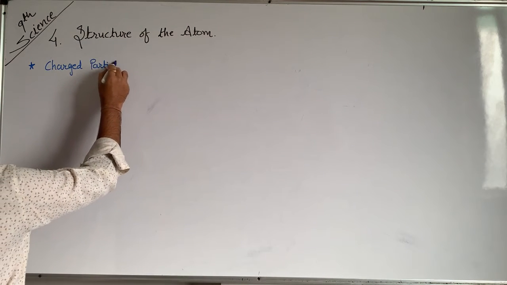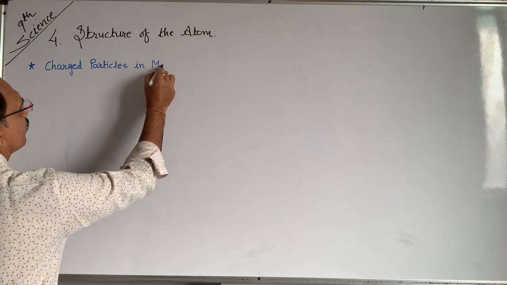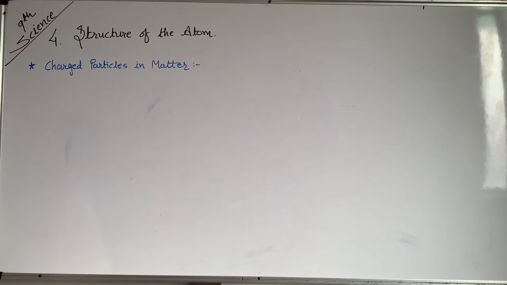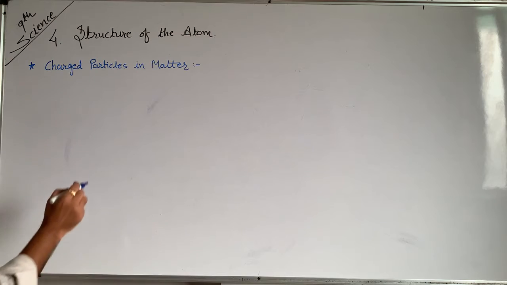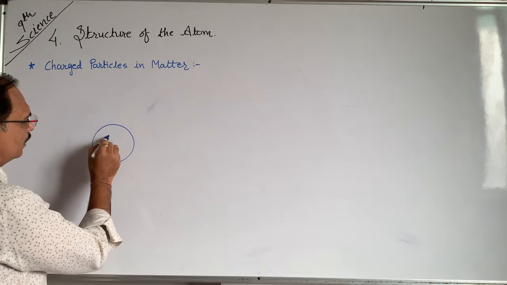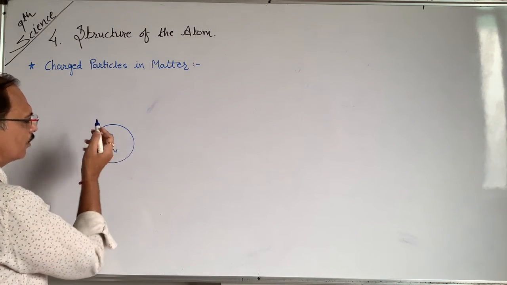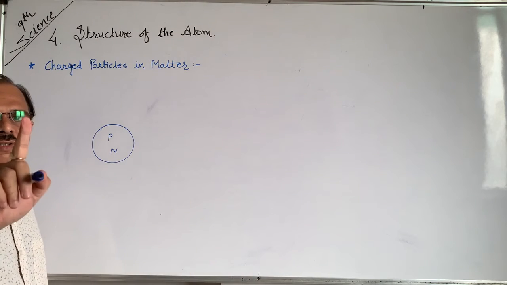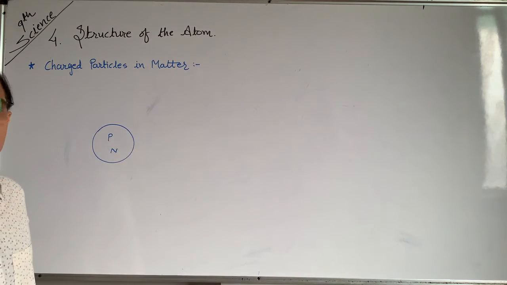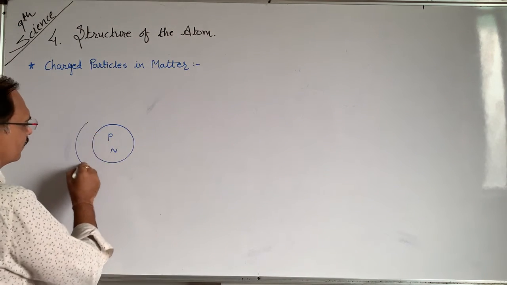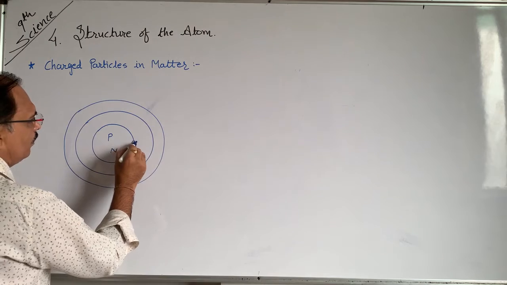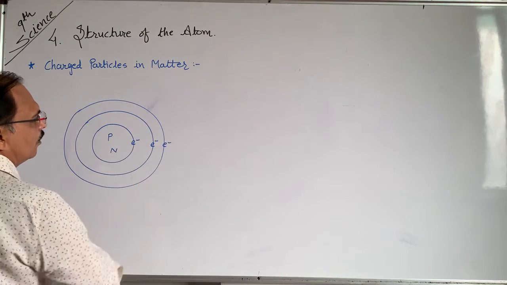Charged particles in matter. See, you know that the shape of the atom is just like this. At the center is the nucleus. The nucleus contains protons and neutrons. Many protons and many neutrons are there, not only one proton or one neutron, because different elements possess different numbers of protons and neutrons. Surrounding this, in what are called orbits, electrons revolve around. Means electrons are present in different orbits.